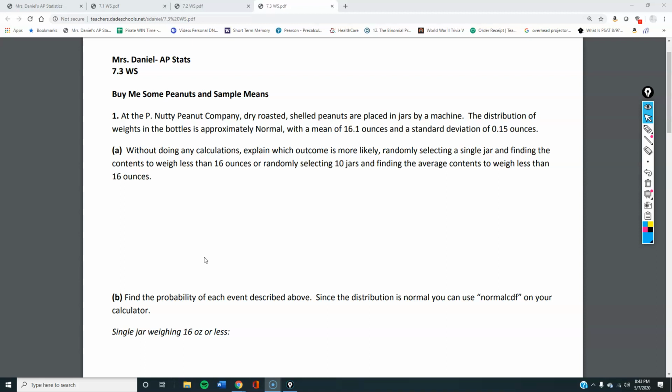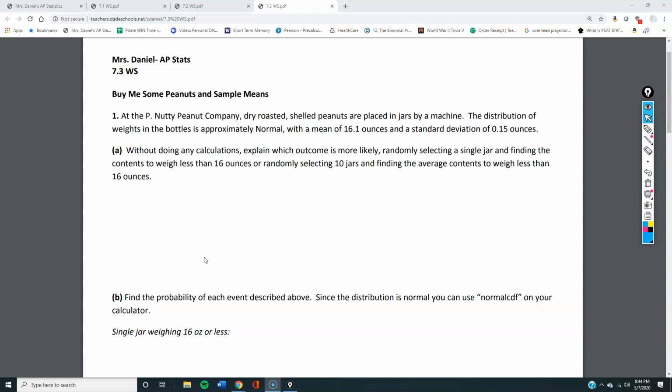Just look at a room of people. How many people in that room are the same height? Right? But if I took samples of 10 people in that room, which they shouldn't be, they're quarantined, and took their average, you could get the same number multiple times. So which one is more likely to weigh less than 16 ounces? It will be the one jar. Because you're taking the average of 10 jars, it's going to be closer to the actual mean.